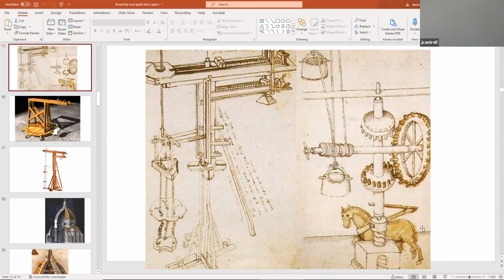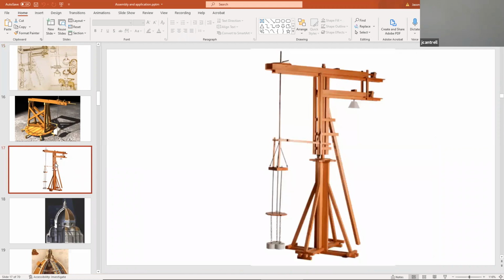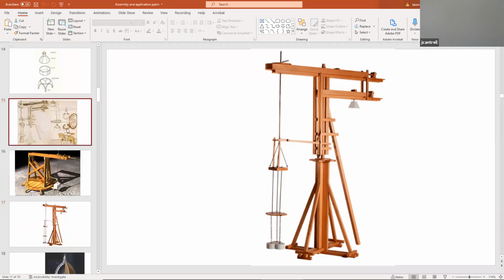We can see a mule-drawn machine being powered by the animals to turn. And of course, there's a complex imagery of machines, chains, and weights and belts to actually build these things.